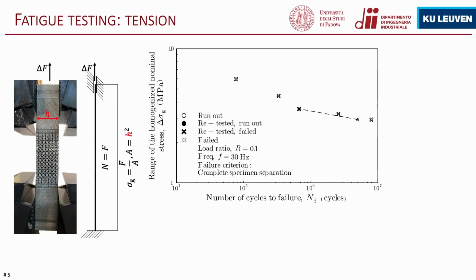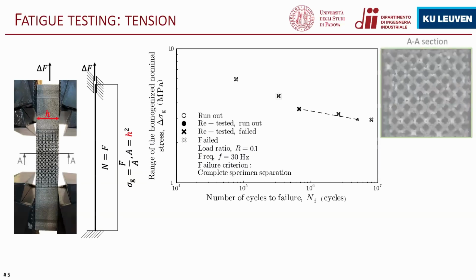On the y-axis, we have the range of the homogenized nominal stresses that are computed using this equation. And to understand the meaning of the markers, these circle markers mean that this test reached the run-out conditions, and I retested it with this black one at a higher stress level, and it failed here. While these crosses are all related to fatigue-failed specimens at the first load level.